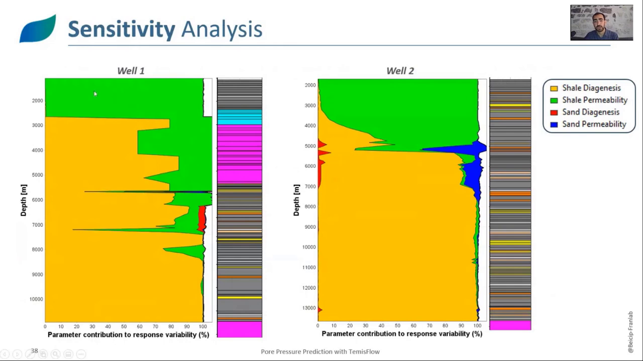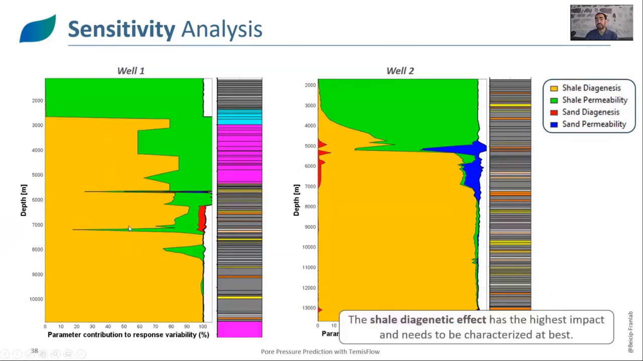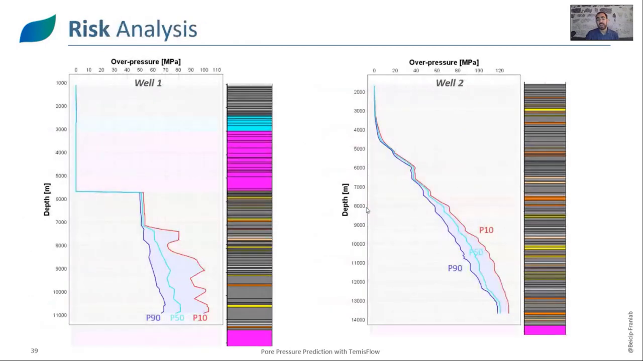So this is actually the sensitivity analysis, where you see for each depth the parameters that are the most impactful. We see here that it's mostly the shale. At the top, the shale permeability, and at the bottom, the shale diagenesis is the most impactful, which means that these are the main drivers for the pore pressure within the system. So it means that the shale diagenetic effect should be characterized as well as possible in order to have the best pressure estimation within this basin.